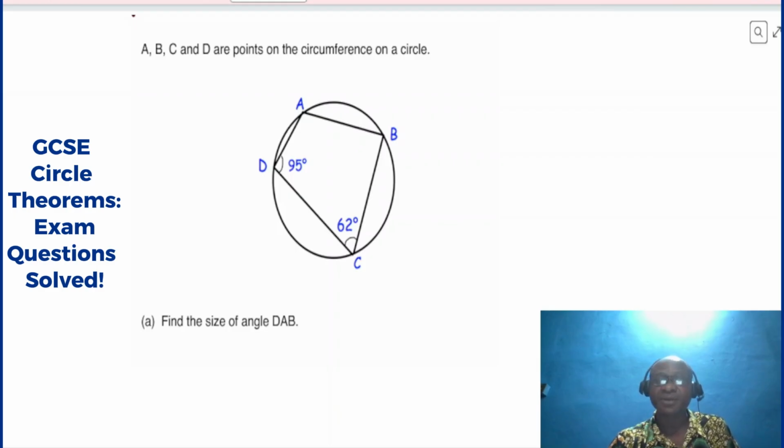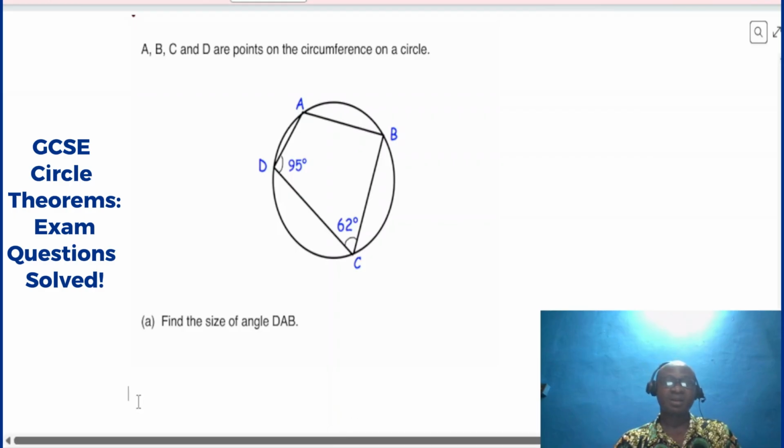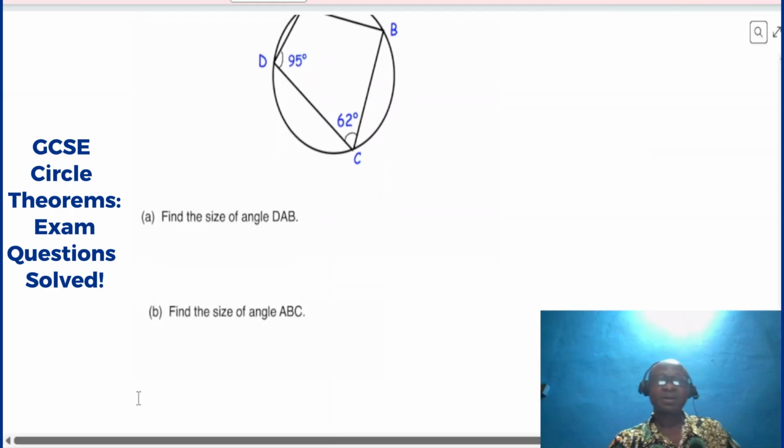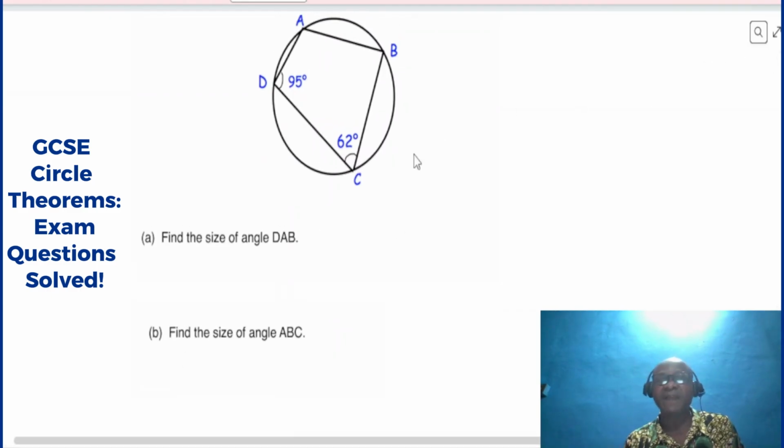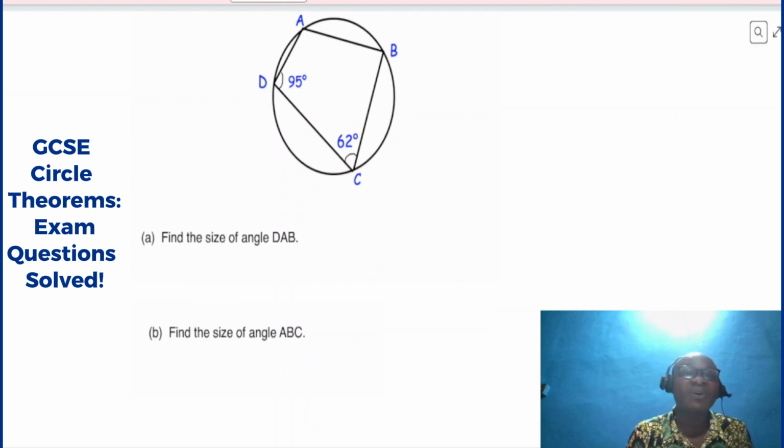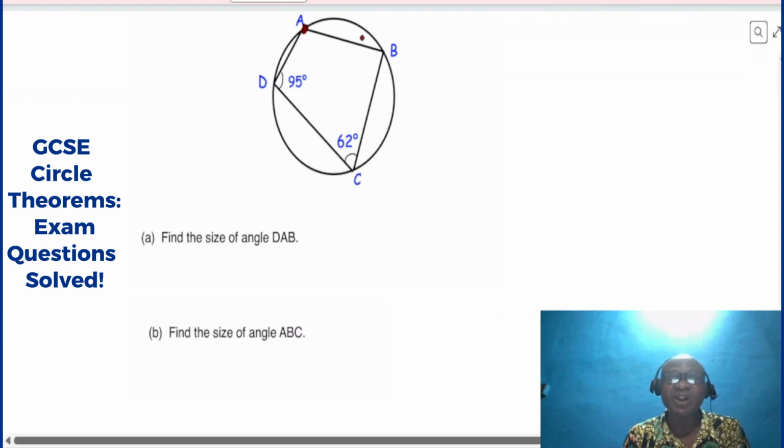Can you tell me how you got your answer? Assuming the question says, state your reason. Because the opposite angles have to be supplementary. Excellent. Opposite angles of a cyclic quadrilateral. Why? You see that thing I was explaining earlier. Watch out. A is on the circumference. B is on the circumference.